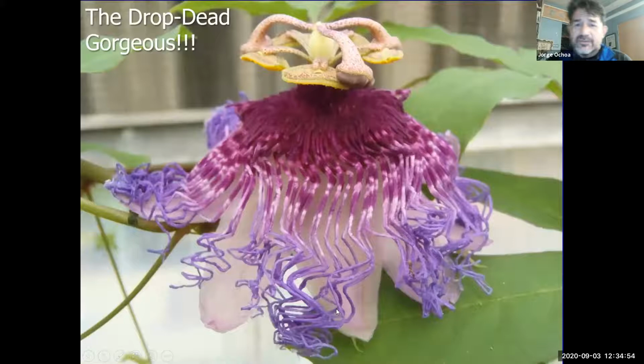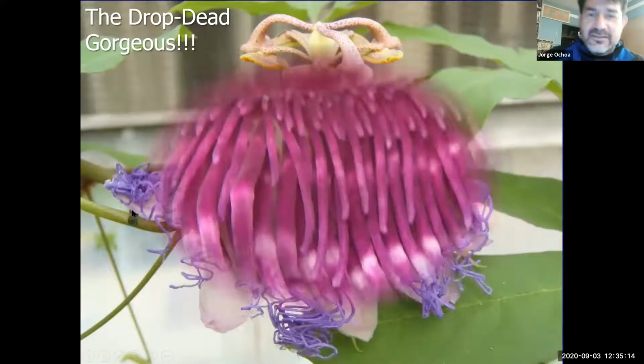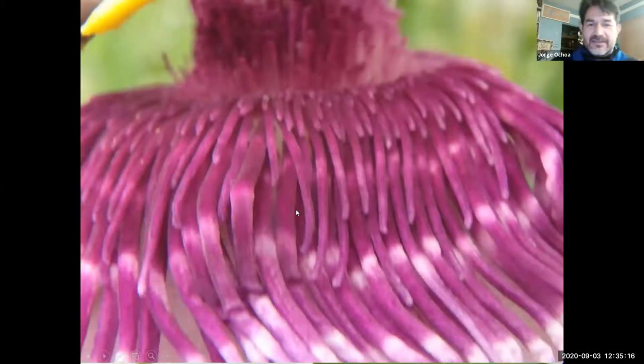So from the cutesy, now we can look at the drop dead gorgeous passion flowers. These are going to be the big ones. These are going to be the ones that have a very, very elaborate corona filament, the fringy part, that's going to make the plant look really, really attractive. This is what people like to grow. So here are the corona filaments for that individual.